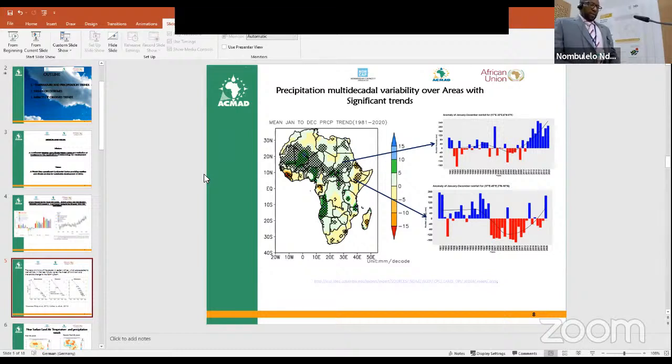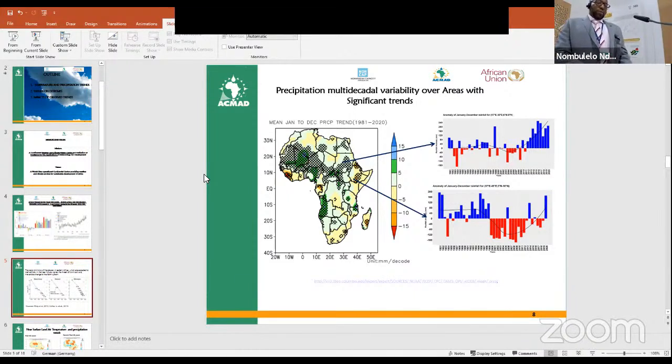I was talking about precipitation. Sorry, I was talking about temperature. Now this is precipitation. As you can see, from 1981 to 2020, there has been an increase in precipitation and a decrease.